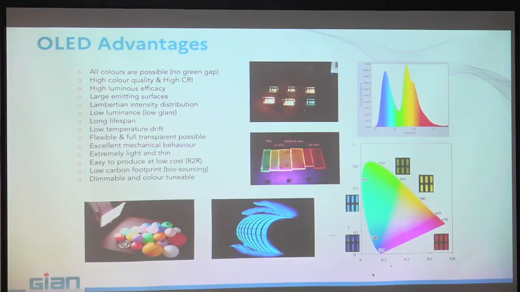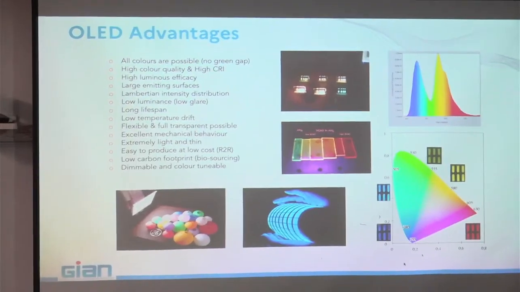Here you can generate any kind of color, including green. Green is even the easiest to generate here, with good efficacy and long lifespans. And as they are plastic pieces, they can be foldable, they can be fully transparent. Imagine, for example, a window that during the day allows daylight to come in, and in the evening becomes a light source to illuminate your environment.